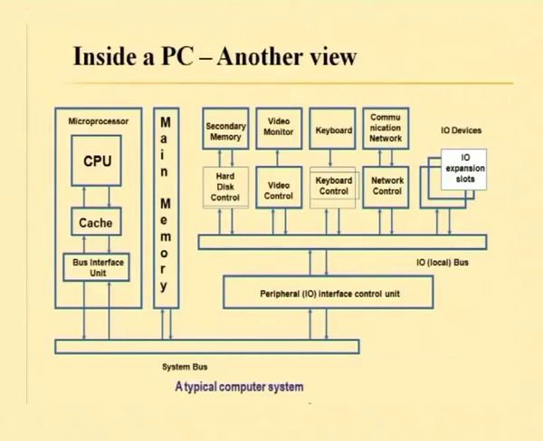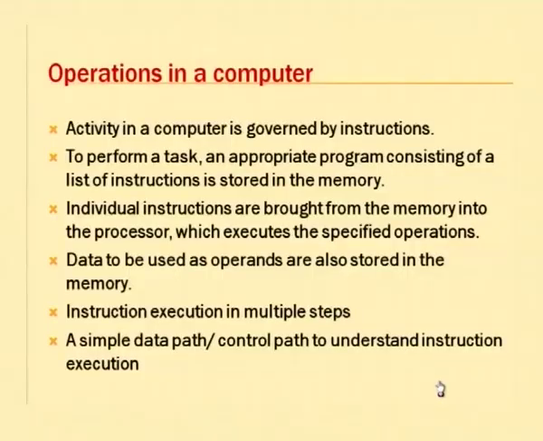Now, the operations in a computer, this is also something that we have looked at earlier. So, just a very quick recap of what is happening inside a computer. Now, we know that activity in a computer is governed by instructions. That is our first statement over here. Activity in a computer is governed by instructions. To perform a task, an appropriate program consisting of a list of instructions is stored in the memory. So, this is something we know, that our program consists of a list of instructions, and these individual instructions are brought from the memory into the processor, which executes the specified operations.